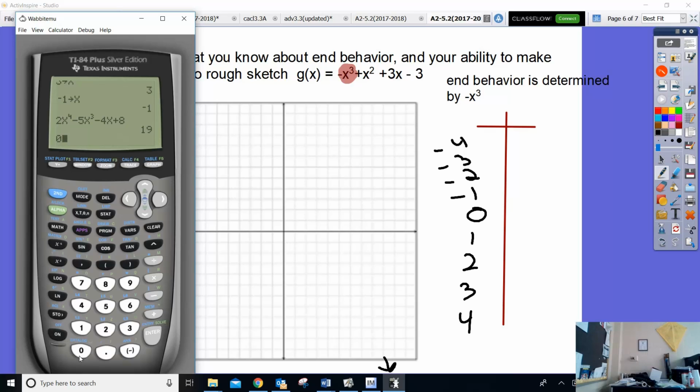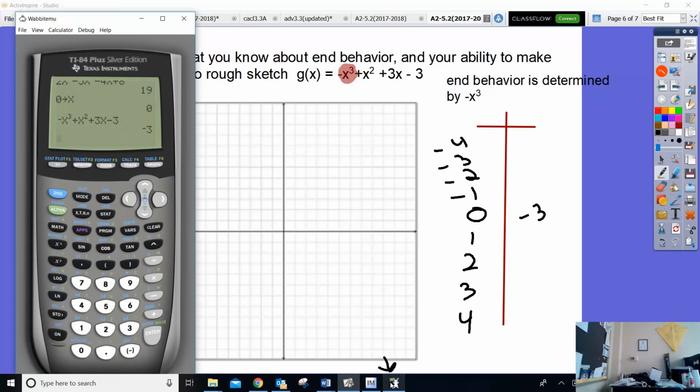I'm going to take a 0. I'm going to store it to x. You probably should too. I'm going to type in the original function. Negative x cubed, not minus x cubed, negative x cubed. There's a difference. One of the things the storage feature saves you on, you don't have to worry about parentheses. You have to use the negative 3. So 0 returns -3.